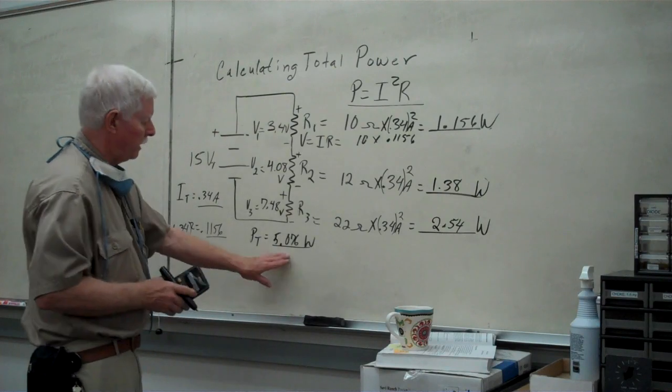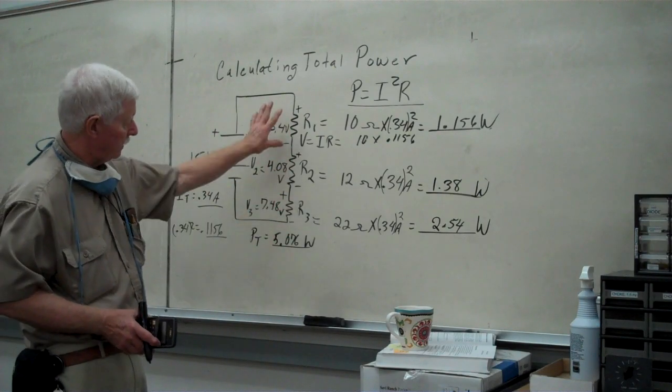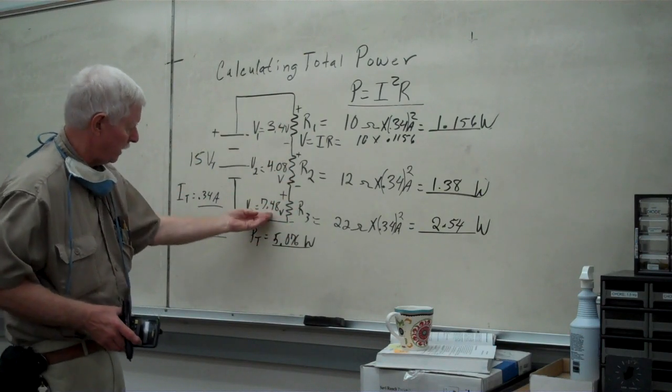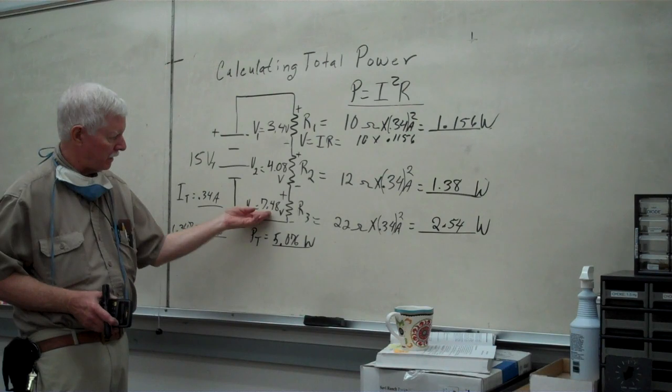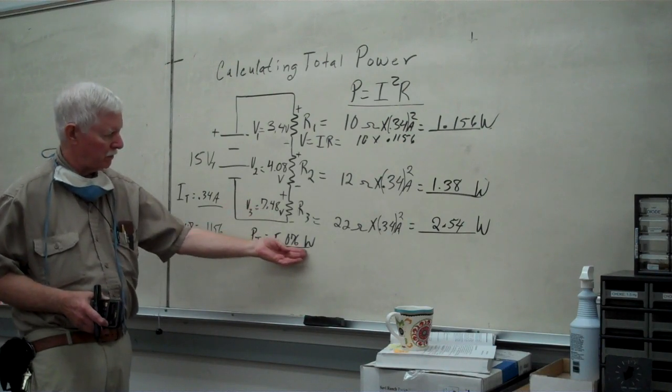This is the total amount of power that these resistors are going to dissipate in the form of heat. This is the total amount of power dissipation. So we could also say that this circuit is actually dissipating, as well as consuming, 5.06 watts.